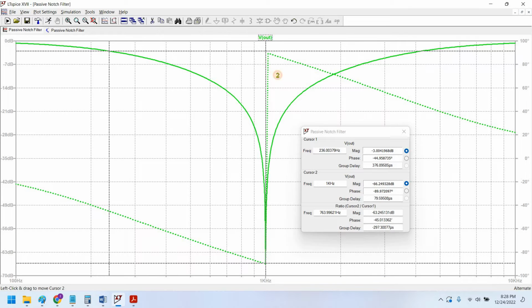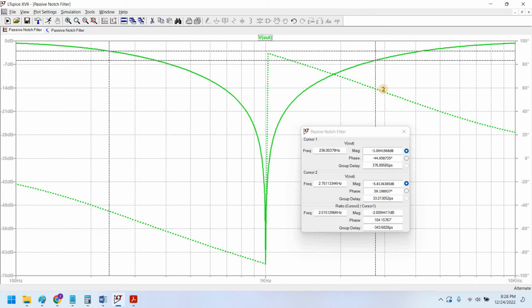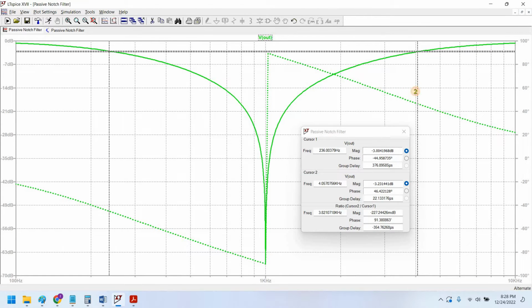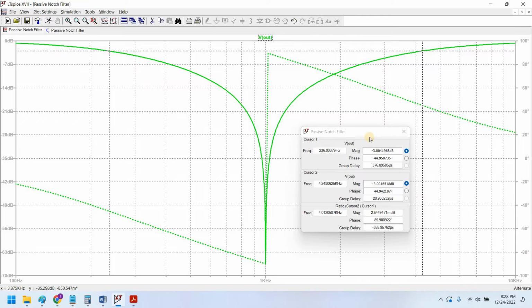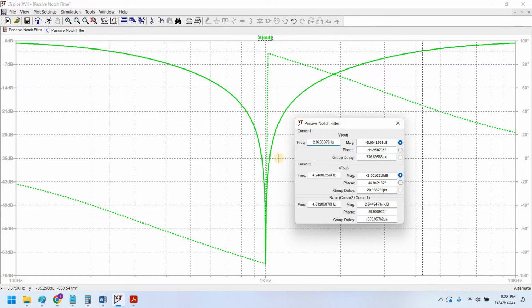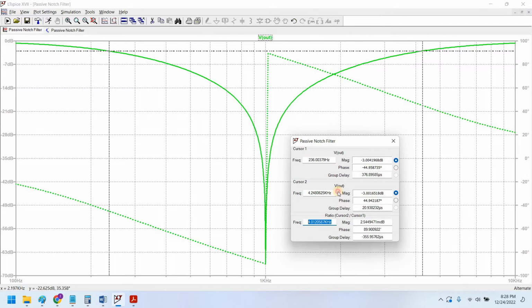Now I will place another cursor, cursor 2, on the minus 3 dB cutoff frequency on the upper side of the spectrum, and here as you can see it is also exactly minus 3.0. So you can see the two cutoffs: cursor 1 is the lower cutoff and cursor 2 is the higher cutoff, and our center frequency is 1 kilohertz, which is the notch frequency basically. So our notch frequency is exactly 1 kilohertz as in our calculation, but our bandwidth is very wide, as you can see in the passive design of this notch filter. The difference between the two cutoffs is around 4.01 kilohertz, which is not very good.